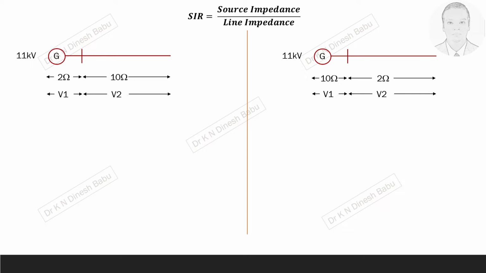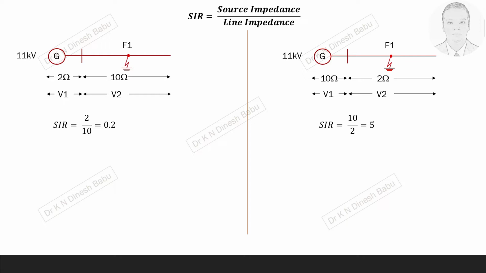Now let's calculate the system impedance ratio. SIR is equal to source impedance divided by line impedance, that is 2 by 10, which results in 0.2, and here it is 10 by 2, which is 5. Now let us assume a fault exactly at the midpoint of the line. This is for ease of calculation.